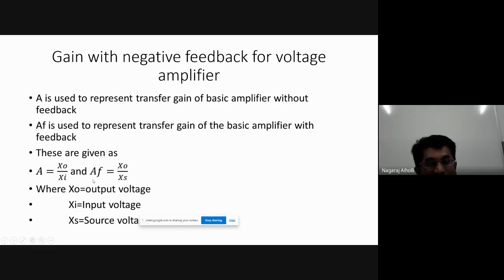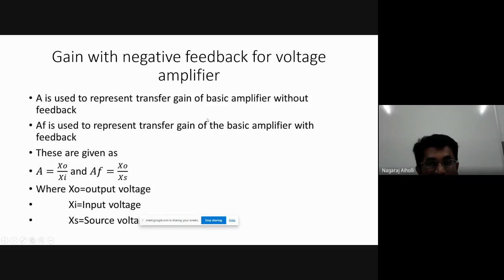Just now we discussed. So what is AF? It is the gain with feedback. If you want the gain with feedback, X naught is the actual output, and the actual input is Xs, or say Vs. So AF is equal to X naught divided by Xs. X naught is the output voltage, Xi is the input voltage, and Xs is the source voltage.